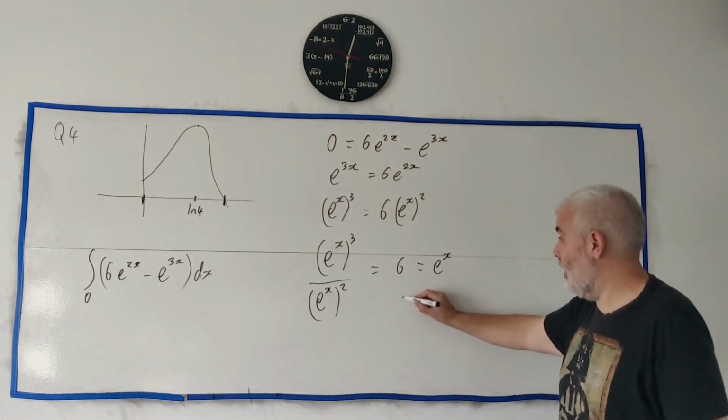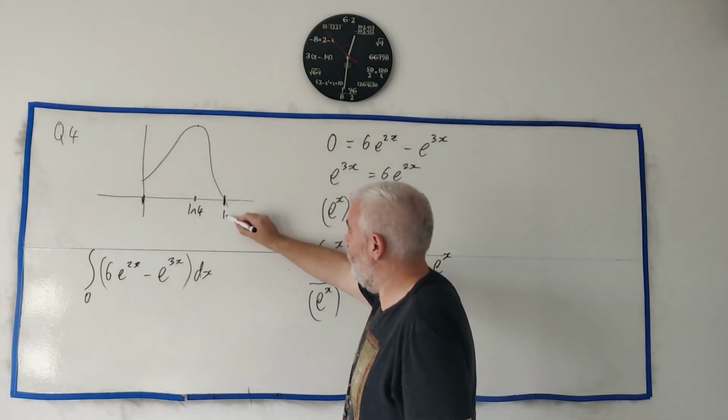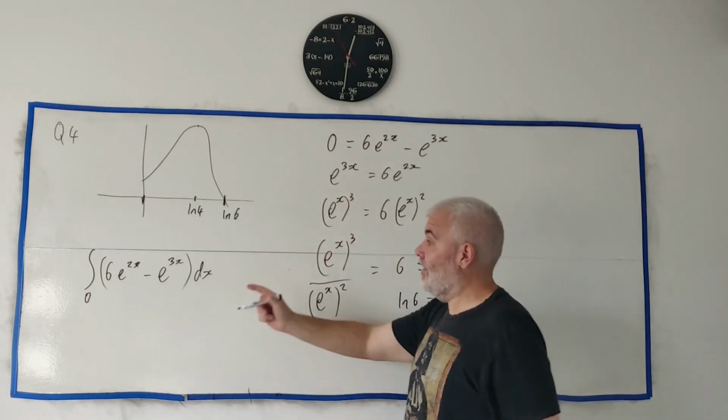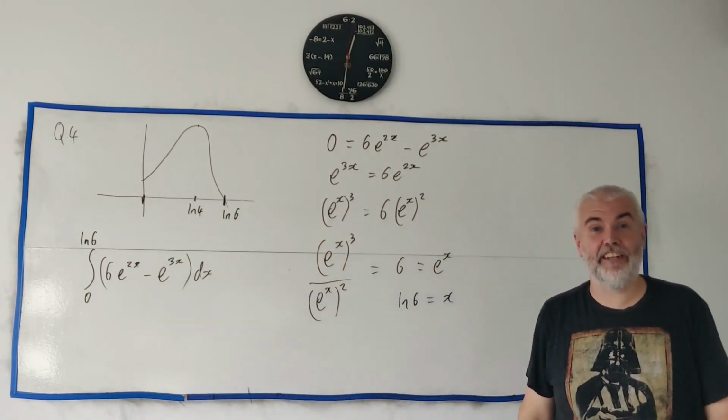Just take the natural log of both sides now. Natural log of 6 is equal to x. That's the number we're looking for here. Natural log 6, that's the number that should be up here. Now we can start finding the area.